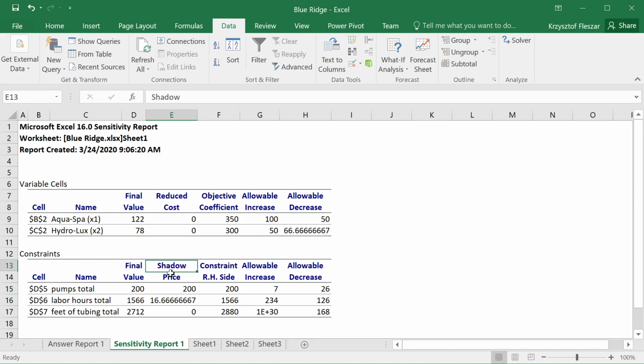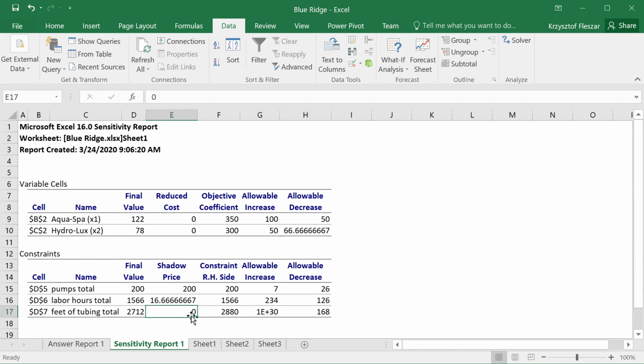So the shadow prices are very interesting because they tell us the rate of changes, and this report also tells us in what range the shadow price works. So this $200 for an additional pump works for up to 7 pumps extra, right? If we were to increase the available pumps, the right-hand side, by at most 7, we gain $200 for every pump. If we were to decrease the number of pumps by at most 26, the shadow price works. We could determine $200 for every lost pump up to 26 pumps. The same thing for labor hours. We have allowable increase, decrease.